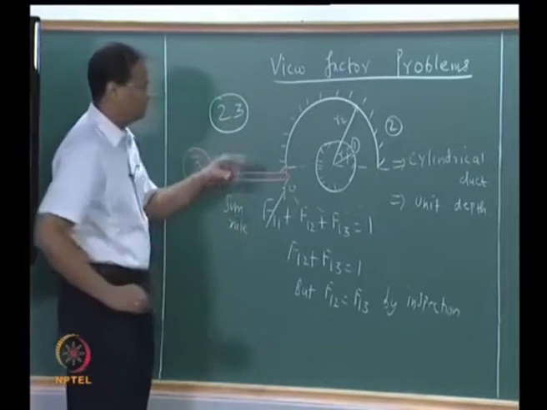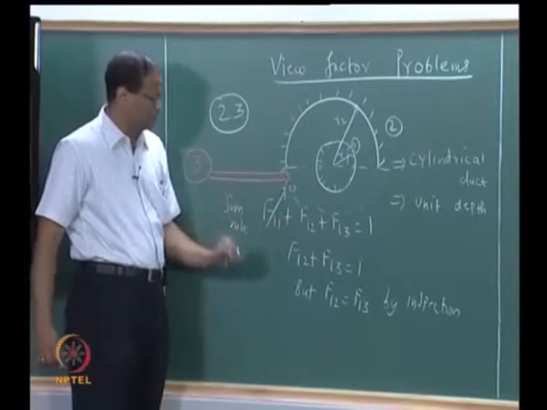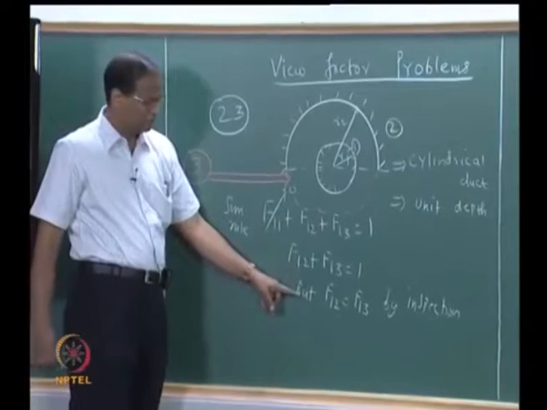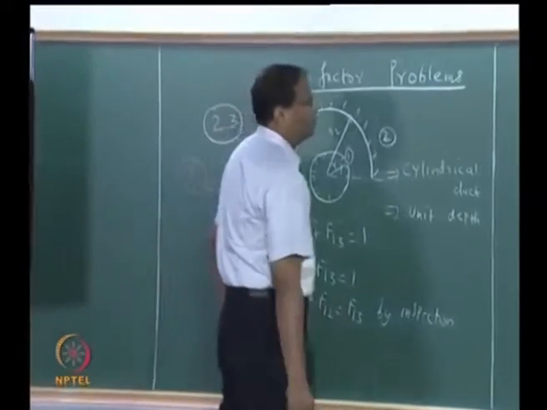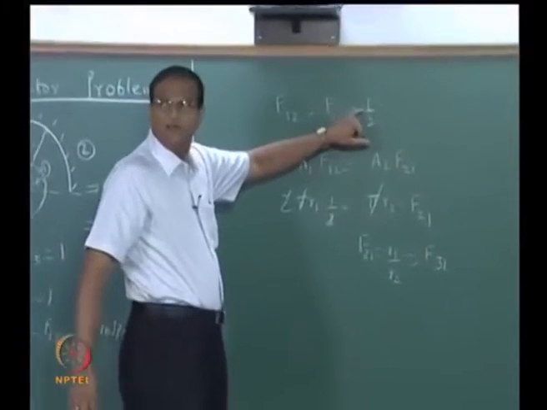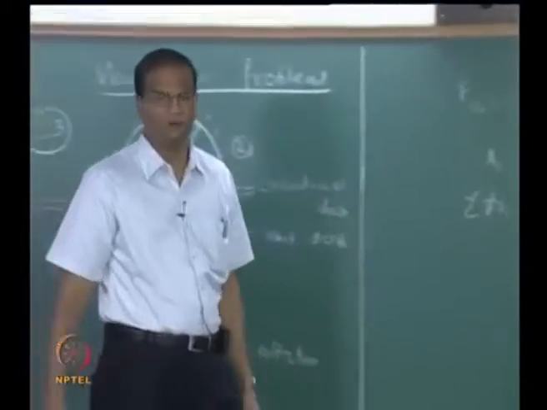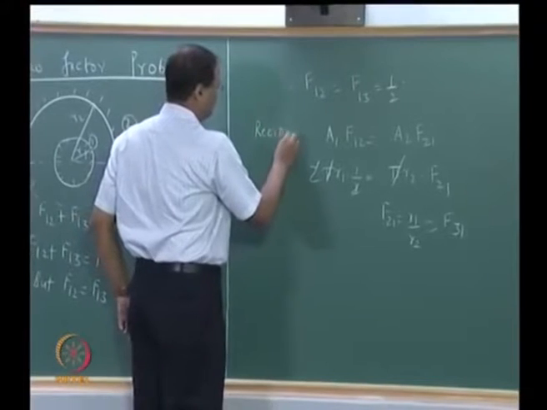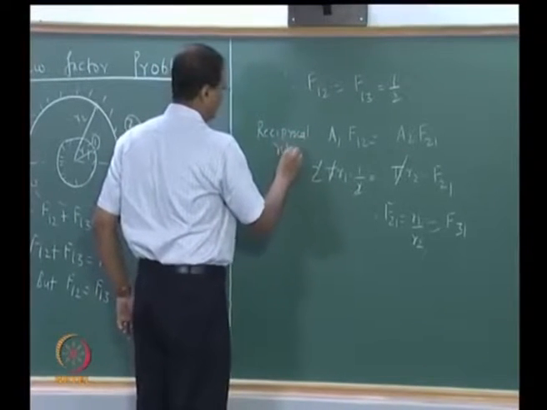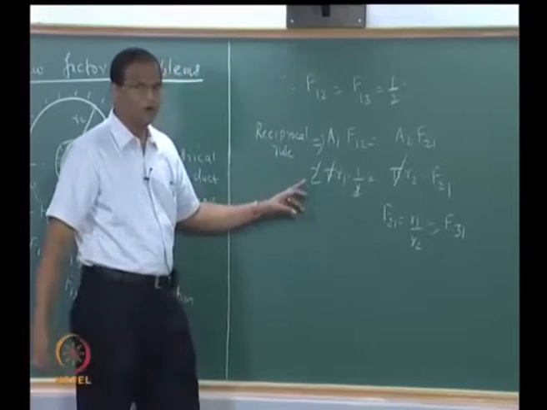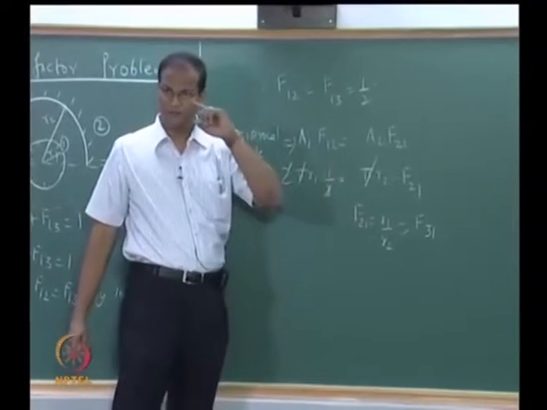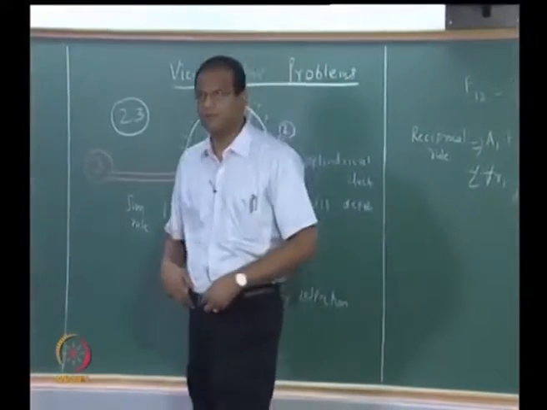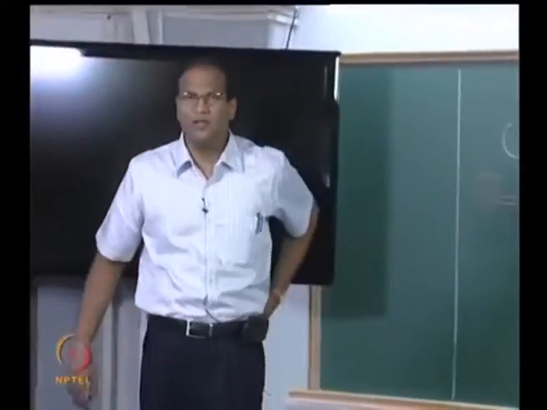So I put the sum rule. If you apply the sum rule for surface 1, you get f11 equal to 0, f12 equal to f13 by symmetry, therefore the sum is 1, therefore f12 is equal to f13 equal to half. There is no problem about this. Now A1 f12 equal to A2 f21, the reciprocal rule. From the reciprocal rule you get that f21 is r1 by r2, correct. This f21 must also be equal to f31, correct. So far so good, there is no problem.